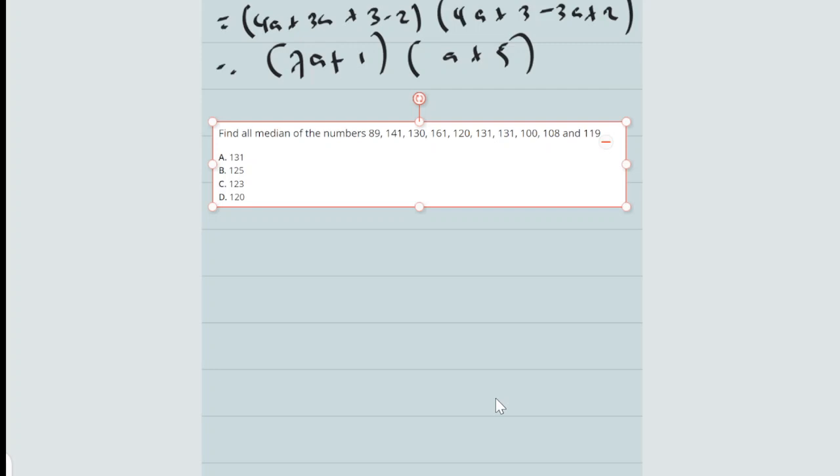If the set is odd, maybe there are 9 numbers in the set, it is very simple. Just count 4 numbers from your left-hand side and 4 numbers from your right-hand side, and we are going to have one at the middle. But if the set is even, maybe you have 10, for example, it means we are going to have 2 numbers at the middle. Then you take the average: you add the 2 numbers together and divide by 2. I hope you understand now.